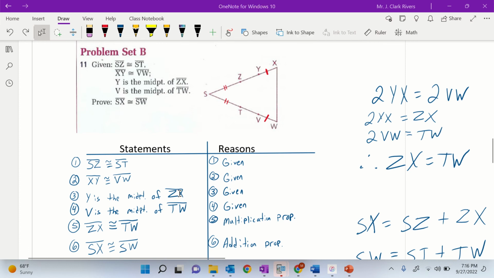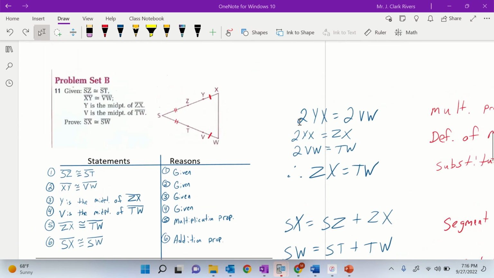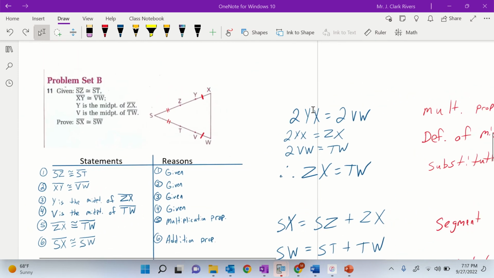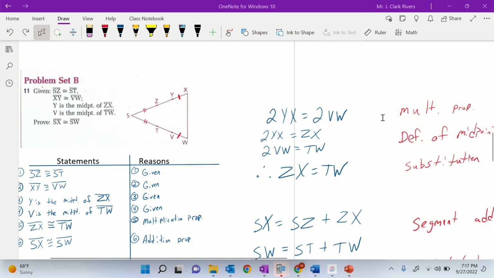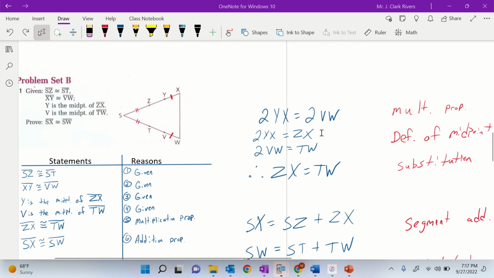So, first, I'm going to use the multiplication property to show that ZX, let's find ZX right here, ZX is congruent to TW right there. Well, why is it the multiplication property? Well, remember, XY is congruent to VW. So you see this over here, 2 times XY or YX is equal to 2 times VW. That's the multiplication property.